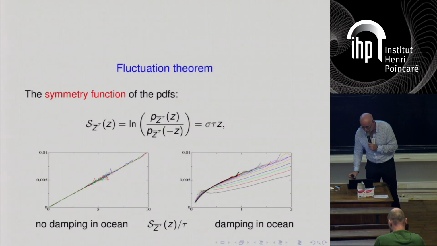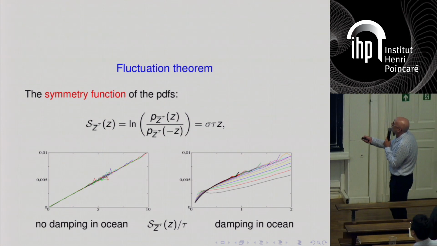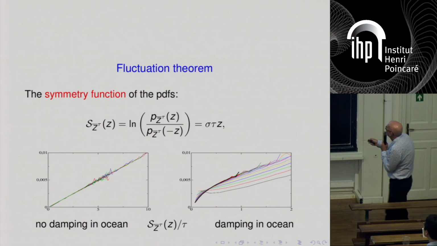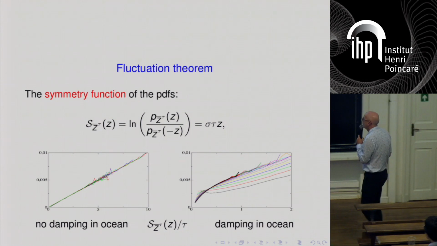And so if you do the same thing again, this is the picture on the left which I've already shown for my very simple model where everything goes on a straight line. And here I used some damping in the ocean, so there is some internal damping in the ocean. And then you also see that these lines converge, but actually they converge to a curved line, which is this here. So I have a large deviation principle, but I do not have a fluctuation theorem.